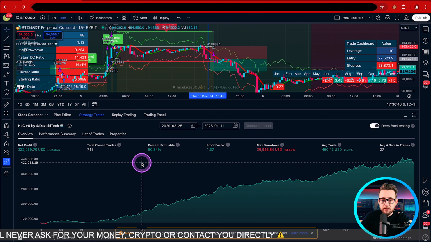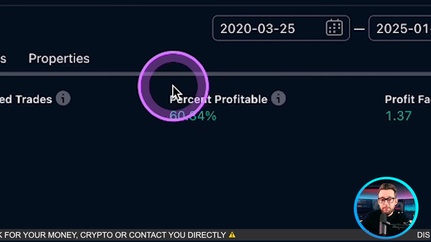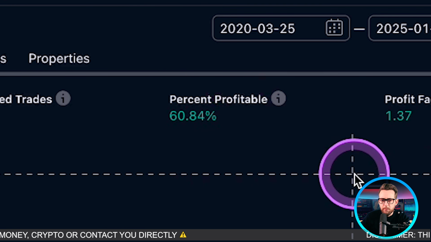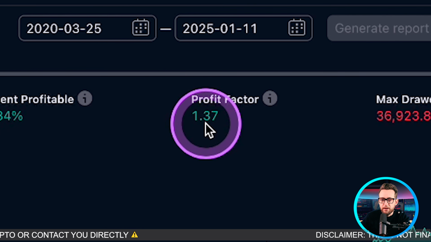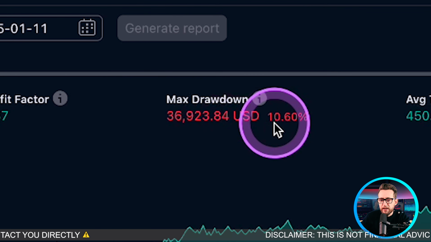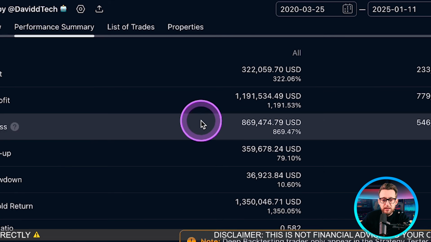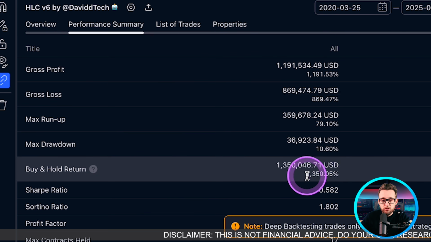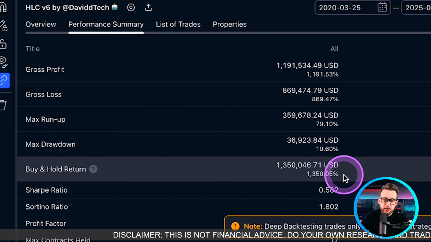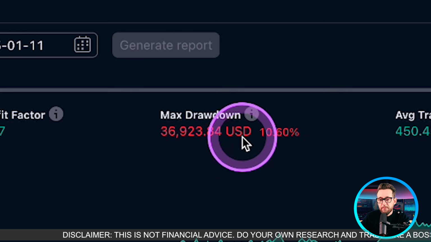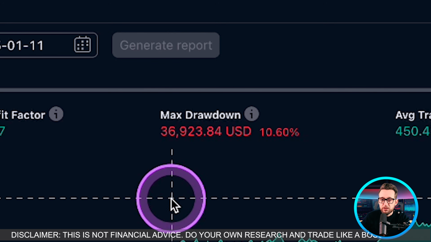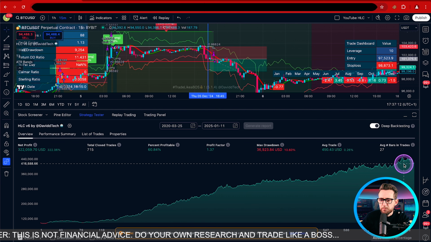So let's look at some of the other stats. We have a 60% win rate, almost 61% win rate, a profit factor of 1.3. The max drawdown, as I said earlier, is 10%. We did not destroy the buy and hold ratio, but we only took a max drawdown of only 10% in comparison to the bear markets. I think that looks pretty good.